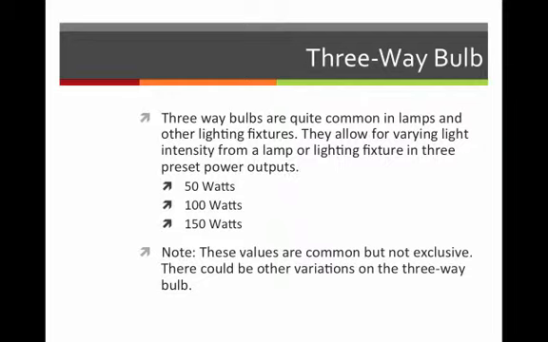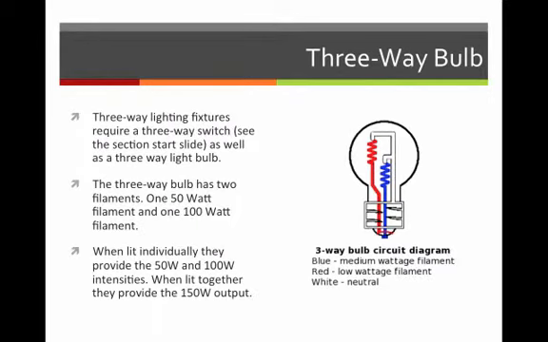And so what happens is when you turn the switch one more time, it turns on both filaments, which combined together produce 150 watts of nice intense bright light. That's how the three-way light bulb works. You really are dealing with two different filaments. If you see here on the right-hand side, the three-way bulb has two filaments, the red one being the low watt and the blue being the high watt.